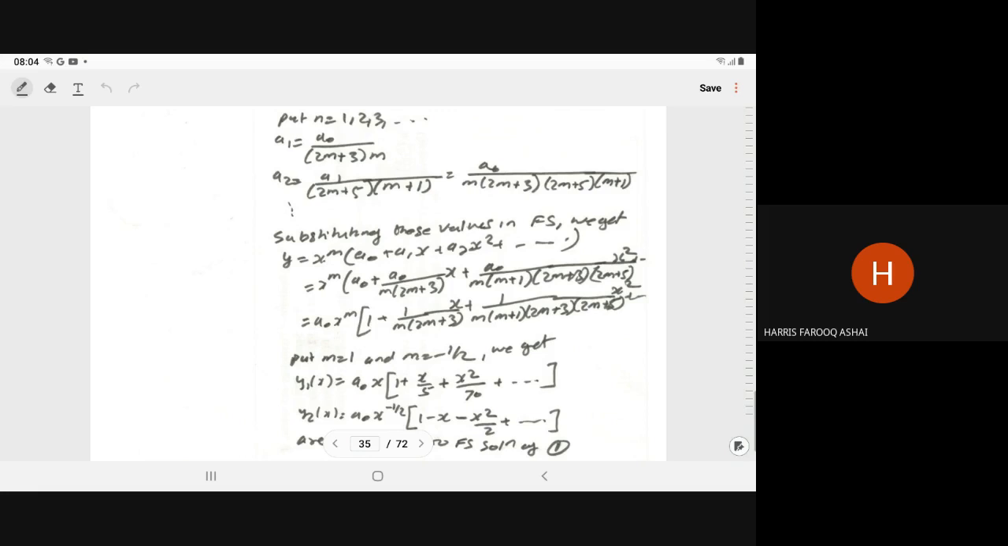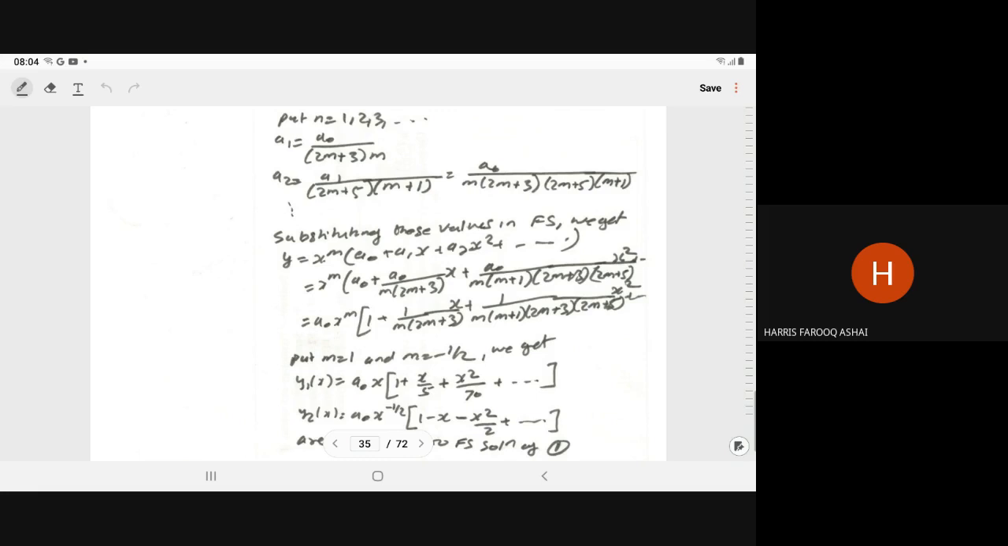So when we put n is equal to 1, 2, 3 in the recurrence relation, we will get a1 is equal to a naught upon 2m plus 3 into m. In terms of m, you can either put the value of m is equal to 1 or minus half in the recurrence relation first, or first you put the value of n and then you put the value of m. Here we have put the value of n first. So put n is equal to 1, 2, 3, and so on. You will get a1 in terms of a naught, a2 in terms of a1, and so on. So ultimately you will get all the coefficients in terms of a naught.